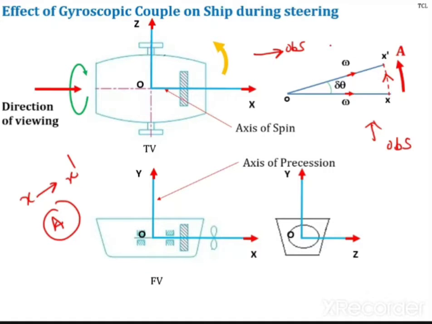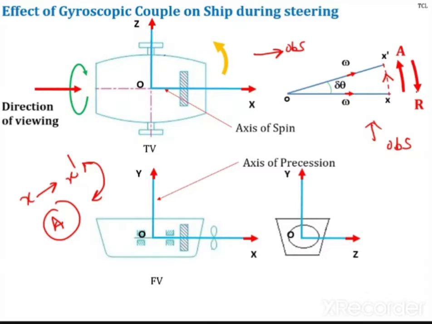What is the active gyroscopic couple? It is nothing but the applied couple. So the active gyroscopic couple is always in the direction of X dash. Is it clear? The active gyroscopic couple is always in the direction of X dash. It is away from the observer. So now the reactive gyroscopic couple is towards the observer. Now tell me how this reactive gyroscopic couple will act, clockwise or anti-clockwise?